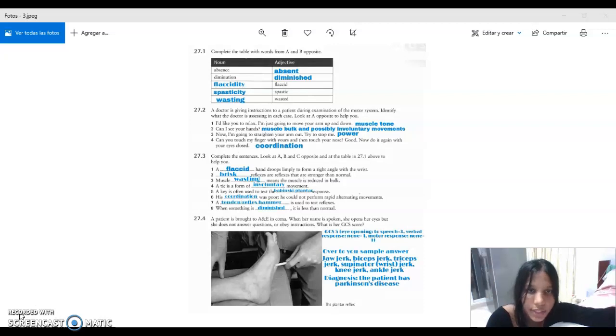27.2. A doctor is giving instruction to a patient during examination of the motor system. Identify what the doctor is assessing in each case. Look at A opposite to help you.